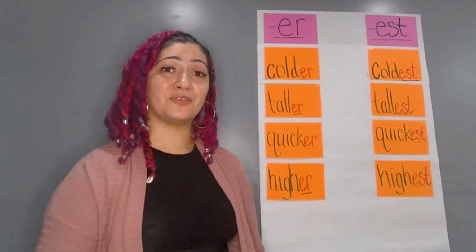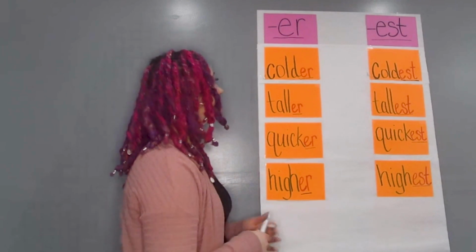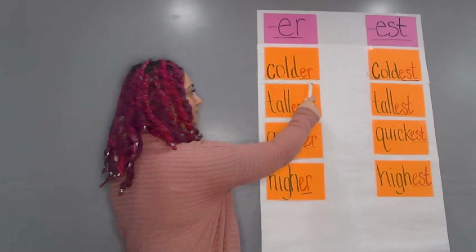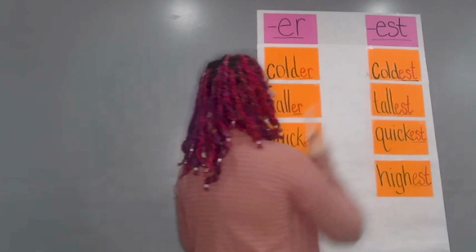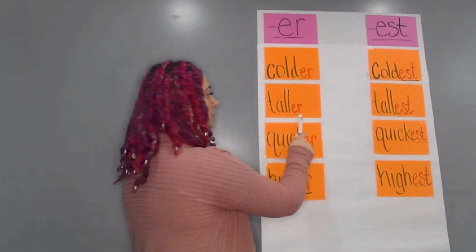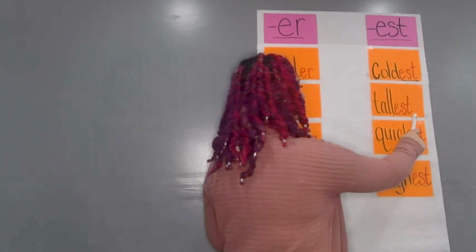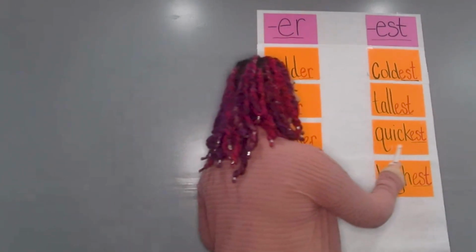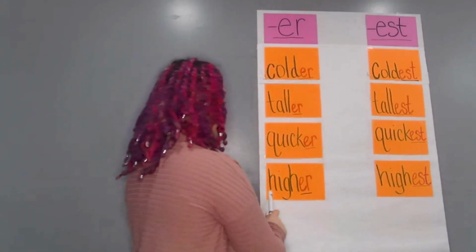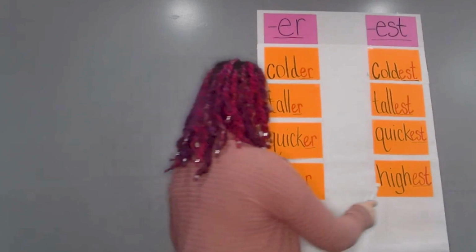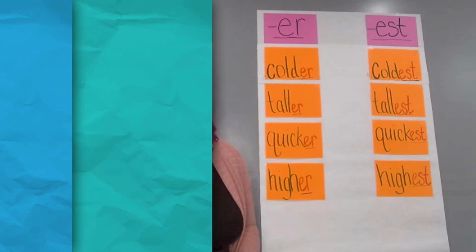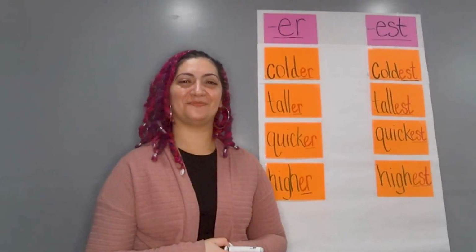Let's go ahead and reread our words that we just practiced. Are you ready? We have colder, coldest, taller, tallest, quicker, quickest, higher, highest. Nice job, scholars. Great job.